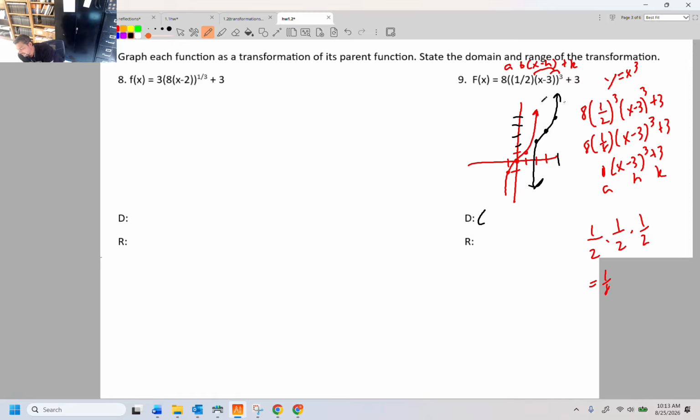The domain of my function here, the child, the black one, is negative infinity to infinity, and its range is also negative infinity to positive infinity.